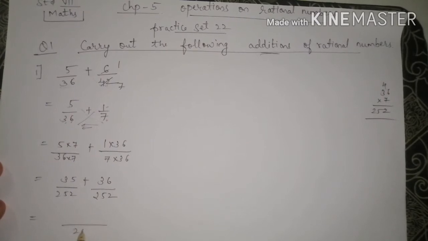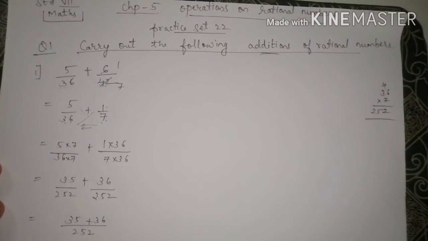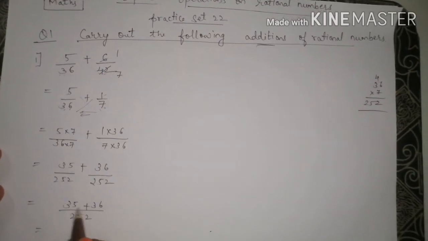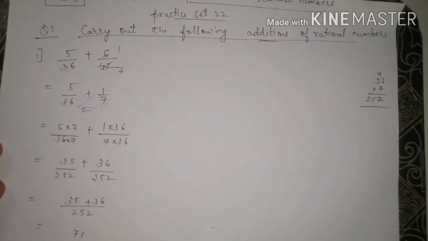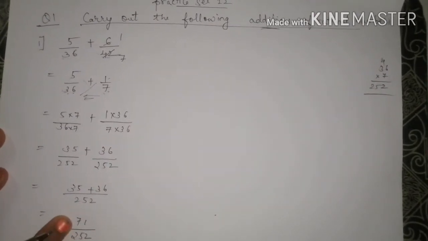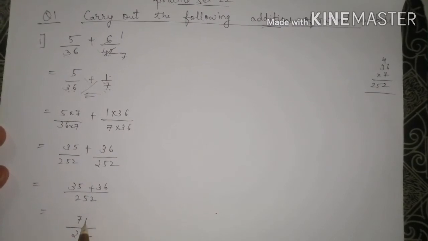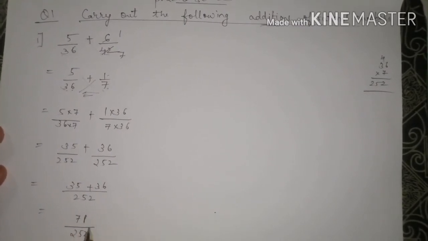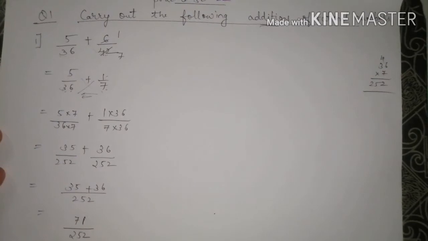Now the denominators have become the same, so I'll write the denominator only one time and add the upper numbers: 35 plus 36 is 71, upon 252. These numbers will not reduce. If it gets reduced in the same table, you have to reduce it; otherwise keep the fraction the same. So our final answer is 71 upon 252.